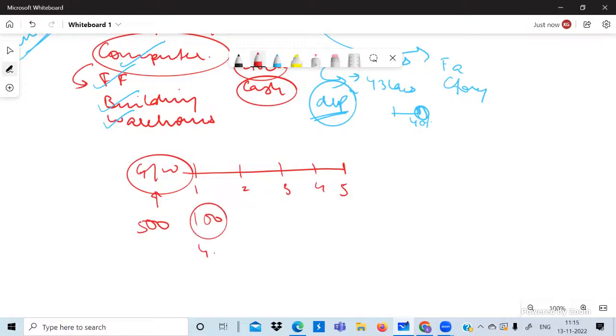So at the end of the 4th year, my goodwill will become 400. Then again, I'll write off 100. Goodwill will become 300. Then it will become 200. Then it will become 100. At the end of the 5th year, it will become 0. But when you write off goodwill, that's an intangible asset. You say that I'm amortizing goodwill. You don't say I'm depreciating goodwill.